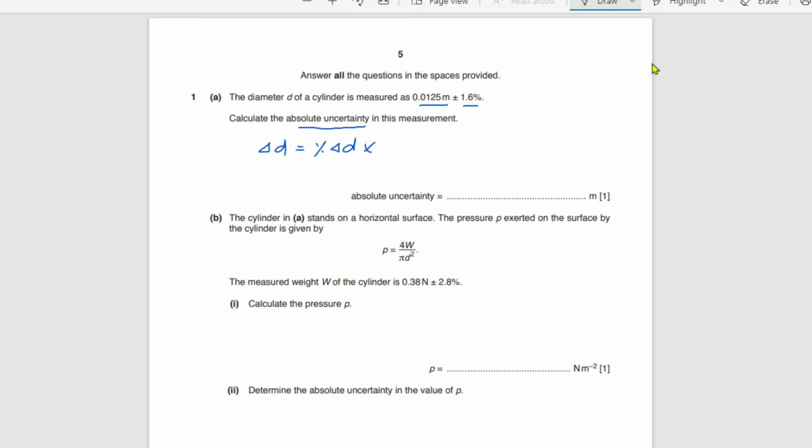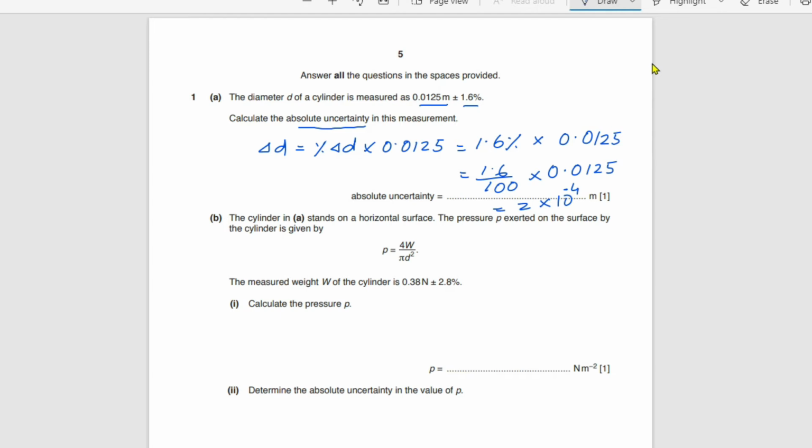So as we know, absolute uncertainty is percentage uncertainty times the value. Percentage uncertainty is 1.6% and the value is 0.015. So that percentage uncertainty is multiplied with the value. Since it is in percent, we have to divide this value by 100 and then we multiply with the value of the diameter. We calculate and we get 2 times 10 to the power negative 4 meter. This is the absolute uncertainty of the diameter measured.